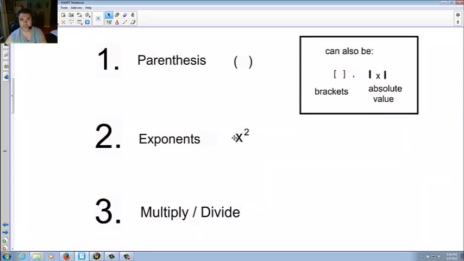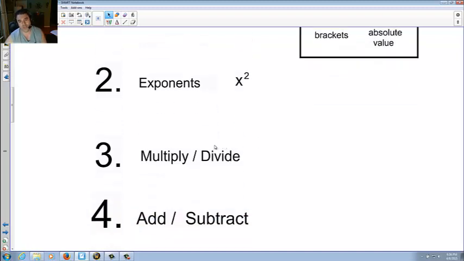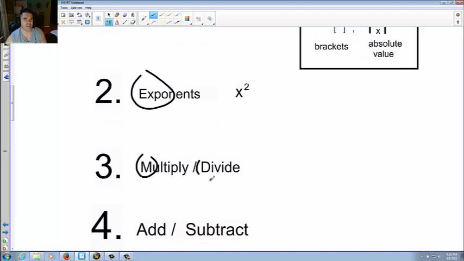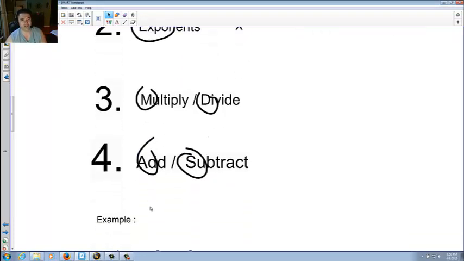Number 2 is exponents, which is x squared. After parentheses, any exponent gets to go. Then multiply, divide gets to go, and then add, subtract. Now understand that multiply and divide are equal, so whichever one comes first, left to right, gets to go first, and the same with add, subtract. Now you might have heard the term please, excuse, my dear Aunt Sally. Don't really mind it, but if you use that term, just remember that multiply and divide are on equal terms, as well as add, subtract.